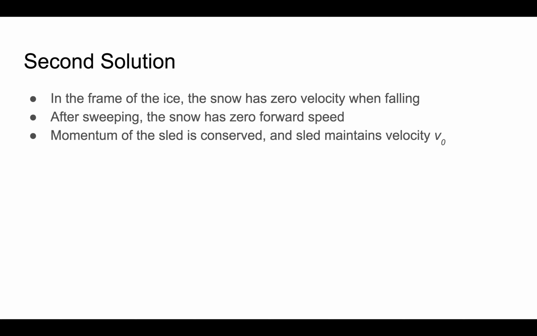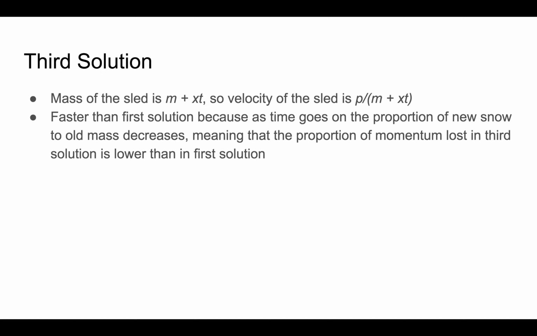In the second solution, in the frame of the ice, the snow has zero velocity, so when we sweep it off, it just sits there. It keeps going in the perpendicular direction, but for our purposes, the perpendicular direction might as well not exist. Because of this, when the snow falls on the sled, it adds some mass, but it doesn't add any momentum because the snow has zero velocity. And when we sweep it off, the snow still has zero velocity, so it takes zero momentum with it. And the sled's mass is basically constant because we're sweeping the snow off infinitesimally quickly. So the sled's momentum doesn't change, which means that the sled's velocity doesn't change because the sled's mass also doesn't change.